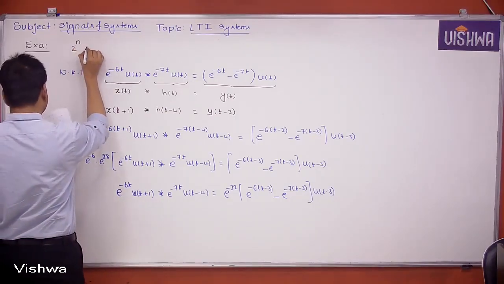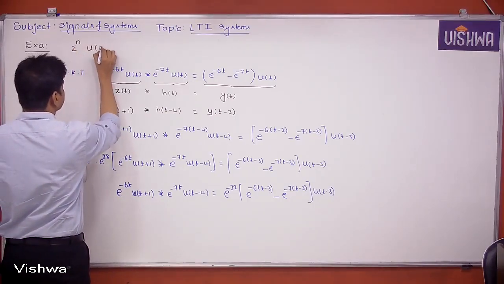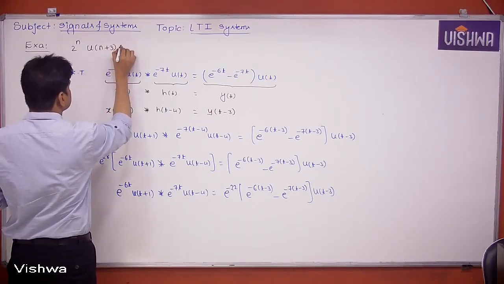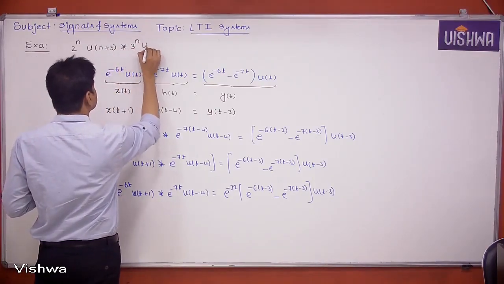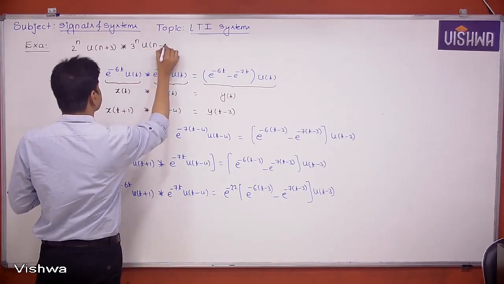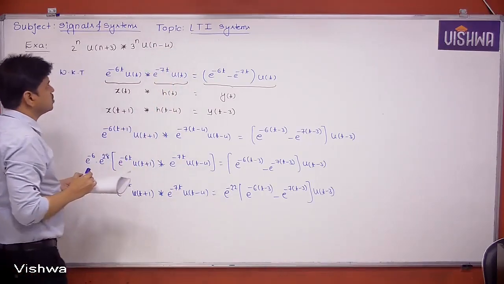2 power n u of n plus 3 convolution with 3 power n u of n minus 4. What is it going to be?